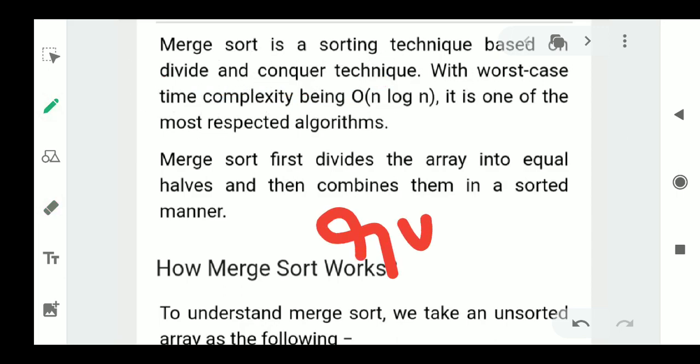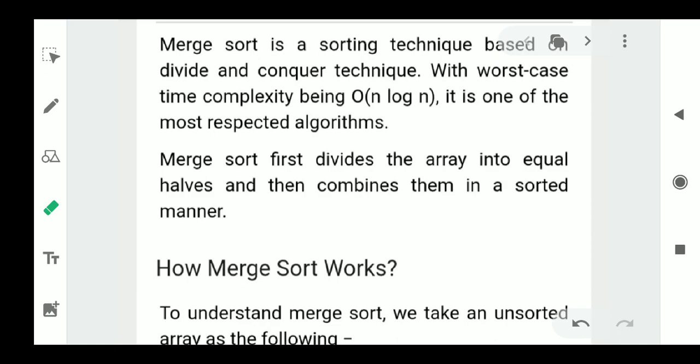The term divide and rule we have listened to long back during the British rule. We have listened to this word divide and conquer. Here also we are going to apply the same rule. Suppose we have some list of elements, we will divide that list of elements and we will sort those elements. That is the principle of merge sort.